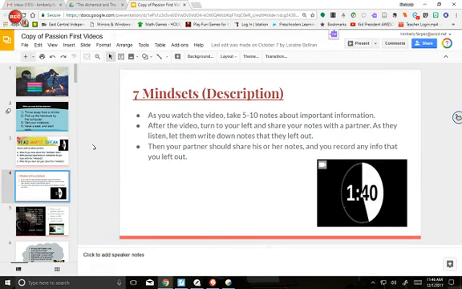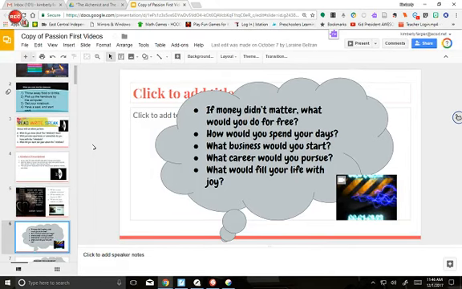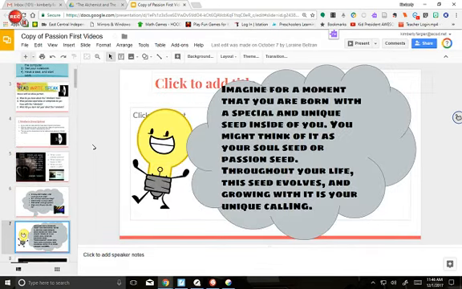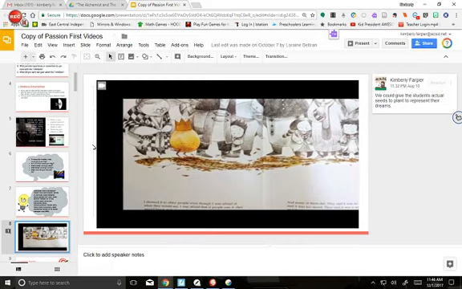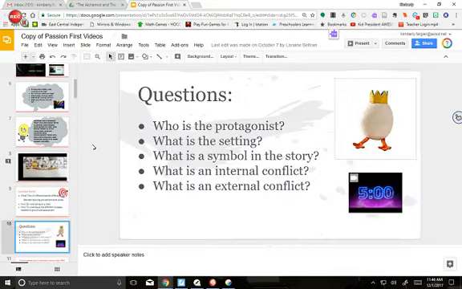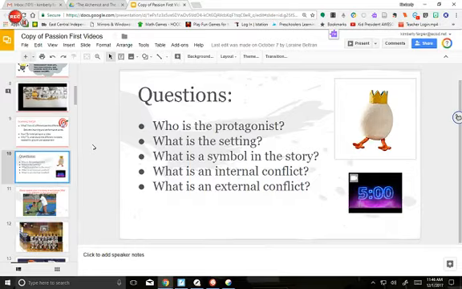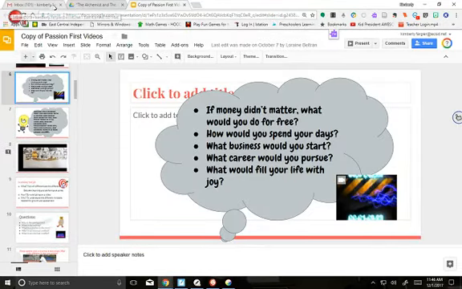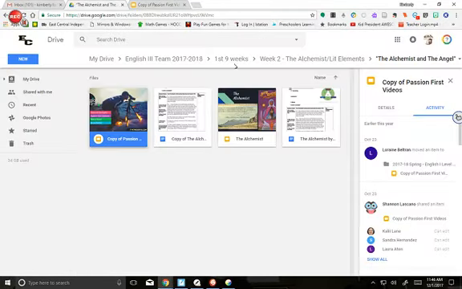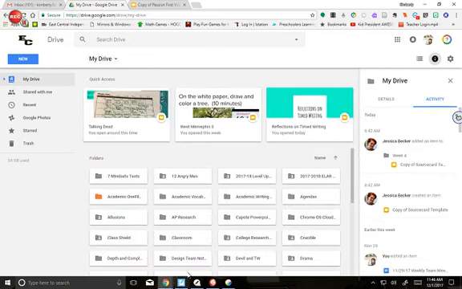We use the Google Chat during the day. We have journals. We have the video timers embedded. This would be a video of a children's book related to passion, learning zone and performance zone, questions. So you can see this is how we organize and share files, and that is a much more organized approach, and we will continue to try to be more efficient.